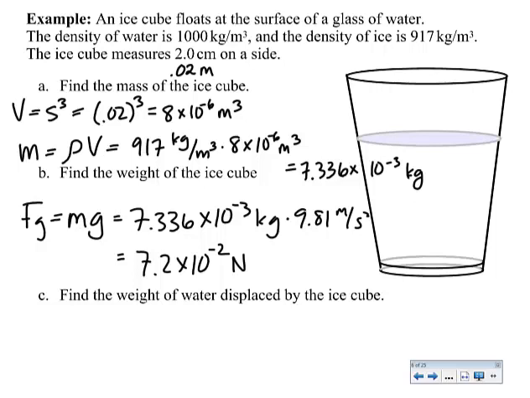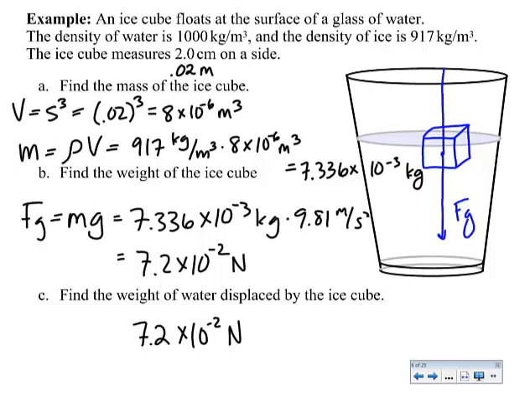C, find the weight of the water displaced by the ice cube. Well, this is what Archimedes' principle gives us. Archimedes' principle says that the answers to B and C must be the same. So if I have an ice cube, sketch one here, and I place it in the water, it says that whatever water is displaced is equal to that buoyant force.